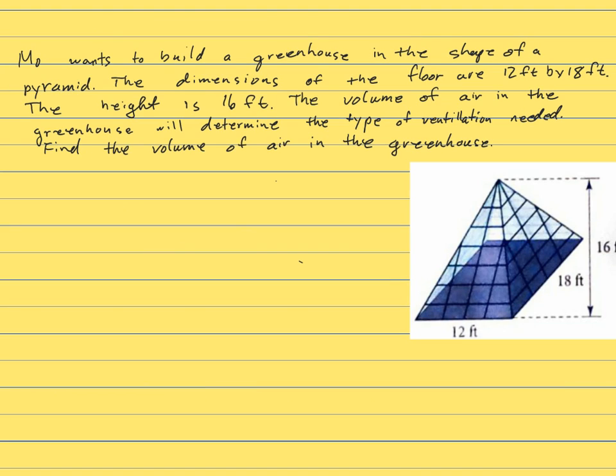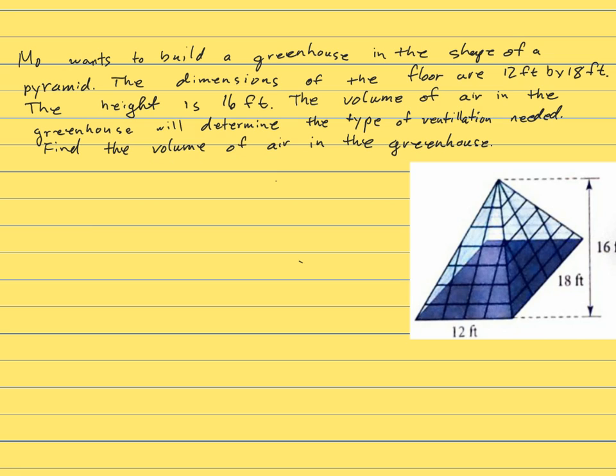All right, so here's our next example. So imagine I have this guy named Mo, or girl, doesn't matter, that wants to build a greenhouse in the shape of a pyramid, okay? Now, the dimensions of the floor are about 12 feet by 8 feet. The height is about 11 feet. The volume of the air in the greenhouse will determine the type of ventilation needed. So we need to find the volume of the air in the greenhouse.